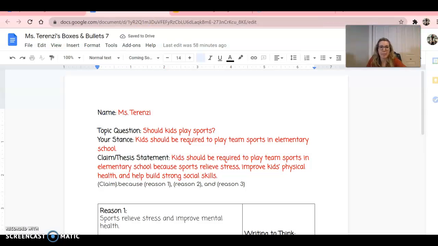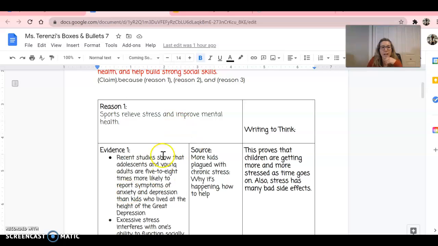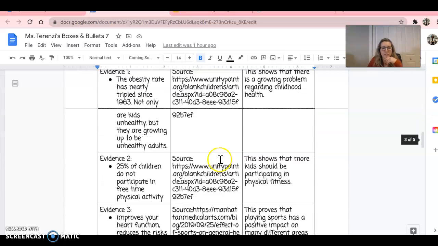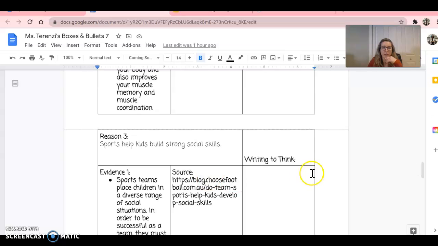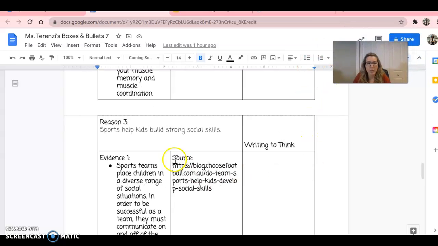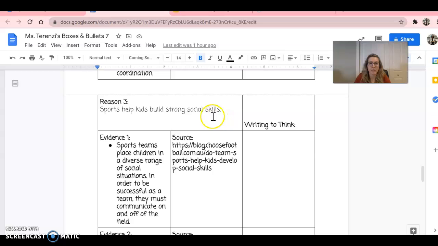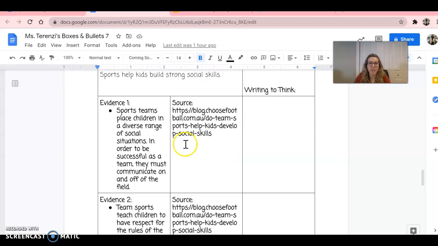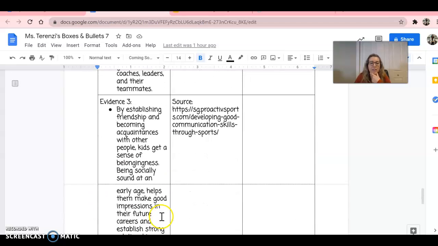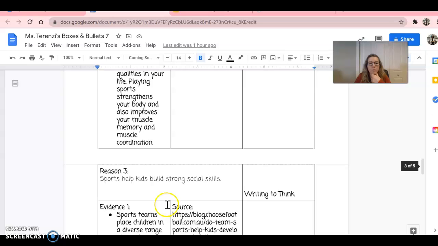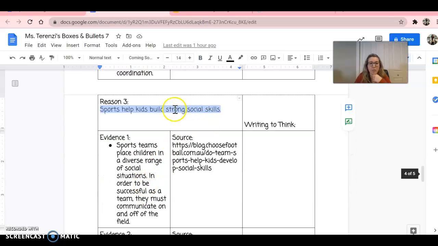So let's take a look at my boxes and bullets. So I have completed reason number 1, reason number 2, and reason number 3. So just as a reminder, I am writing about why all kids should play in a team sport. So my third reason is that sports help kids build strong social skills. Now I've already come up with my evidence. I've done a little bit of research and I found 3 pieces of evidence that I feel strongly relate and support this reason right here. Remember, your evidence should be directly related to this topic of your reason.